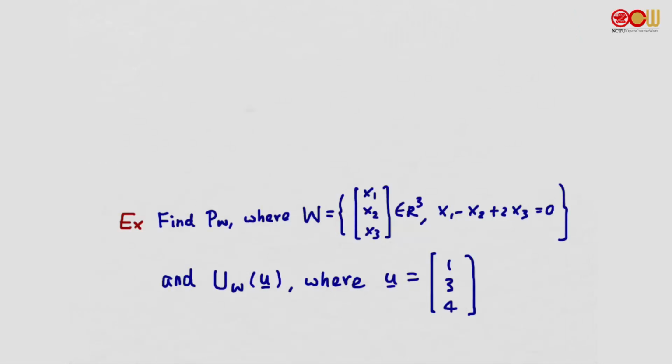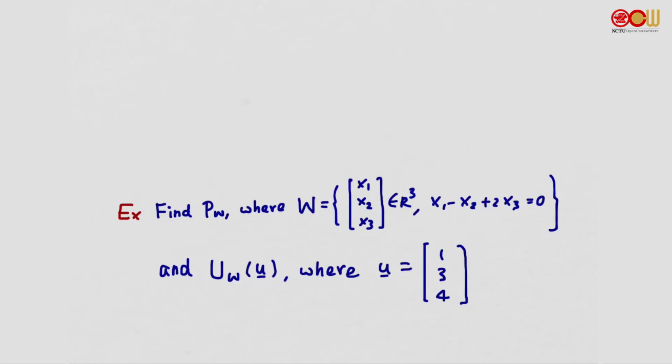Let's look at an example. W is this subspace, the collection of all the vectors that satisfy this equation, and that in fact corresponds to a null space. And we would like to find the orthogonal projection of this U vector. This is the U vector. To find PW, we can either have an orthonormal basis, and in that case it will be easier.